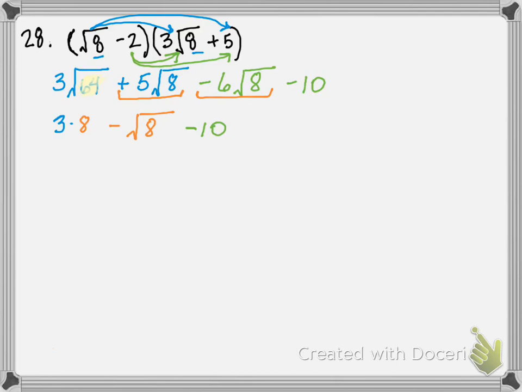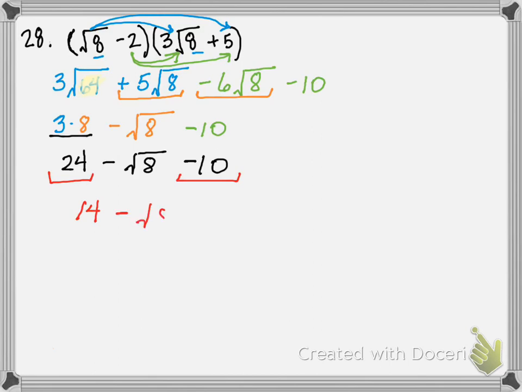So we can go ahead and do 3 times 8, which is 24, minus the square root of 8, minus 10. We've created more like terms again. 24 minus 10 will give us 14 minus that square root of 8. And now we have our final answer.